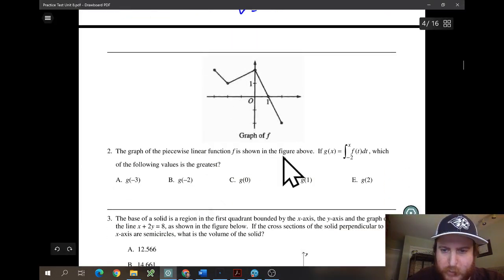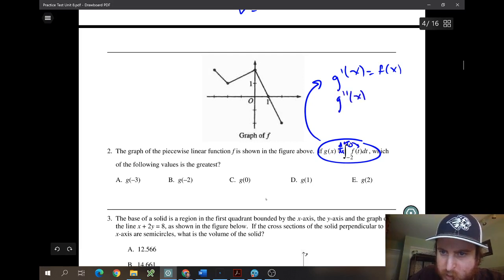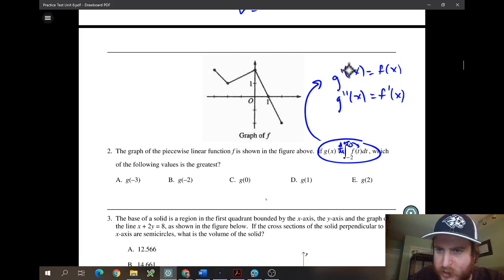Next up, we have the graph of a piecewise function. This is review from last chapter. So whenever we see this right here, we want to immediately write in that g prime of x will equal f of x, right, when you take the derivative. And then g double prime of x will equal f prime of x. So if we're talking about anything with g increasing or decreasing, that's going to be the y value of f. If we're talking about anything with concavity for g, that's going to be the slope of f.